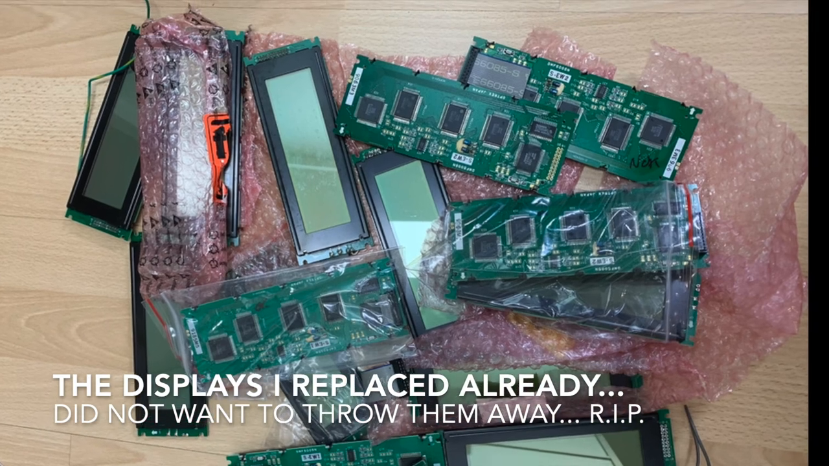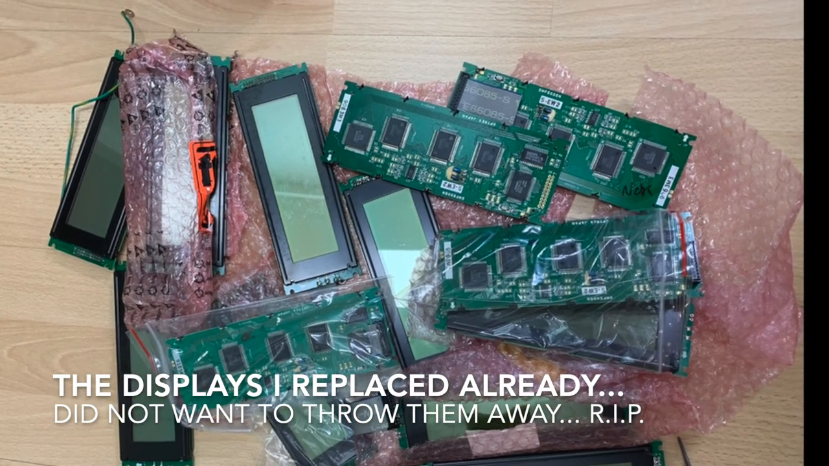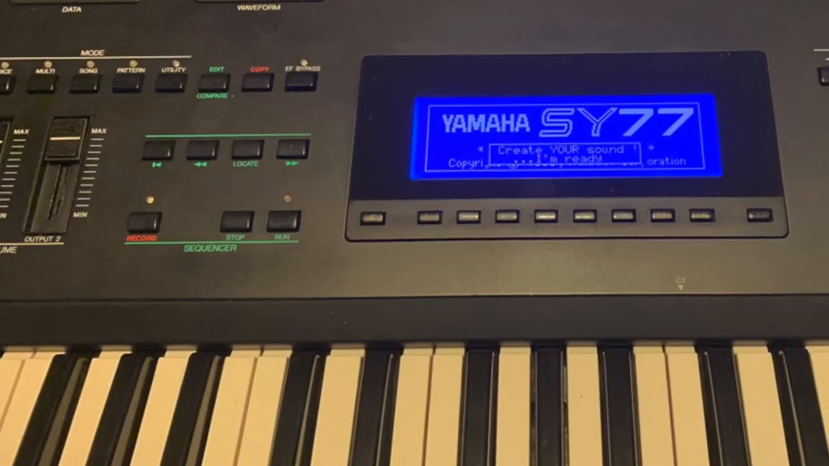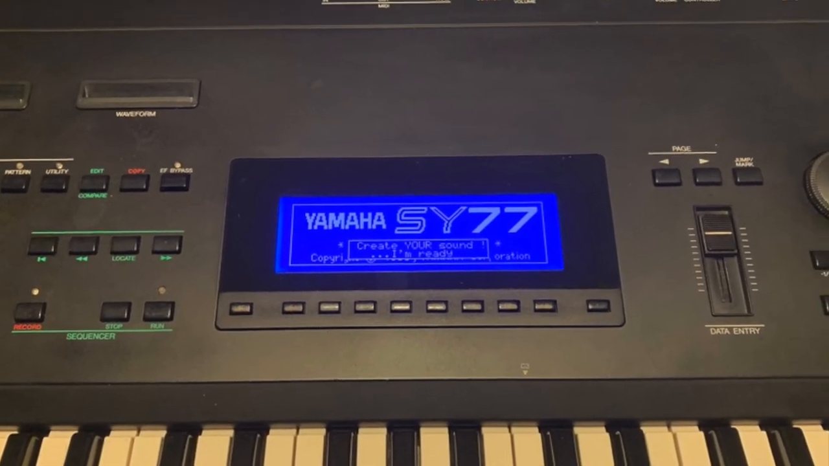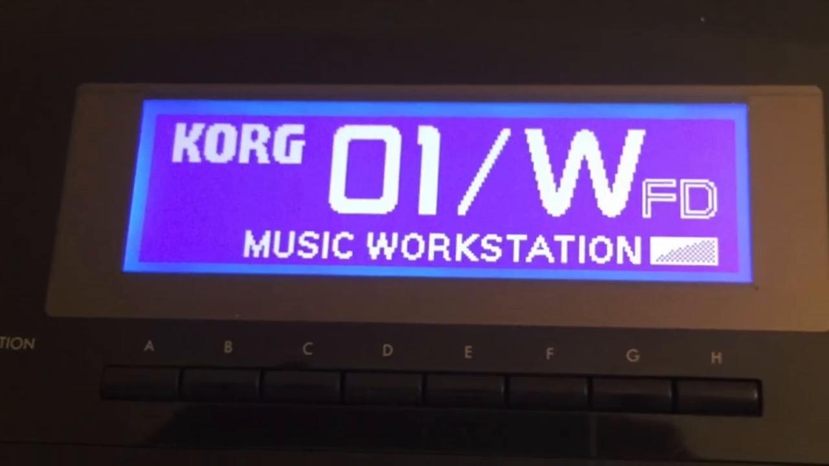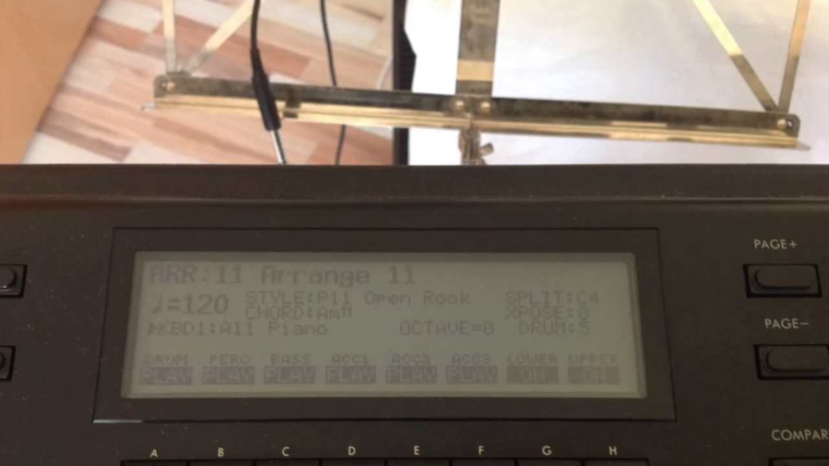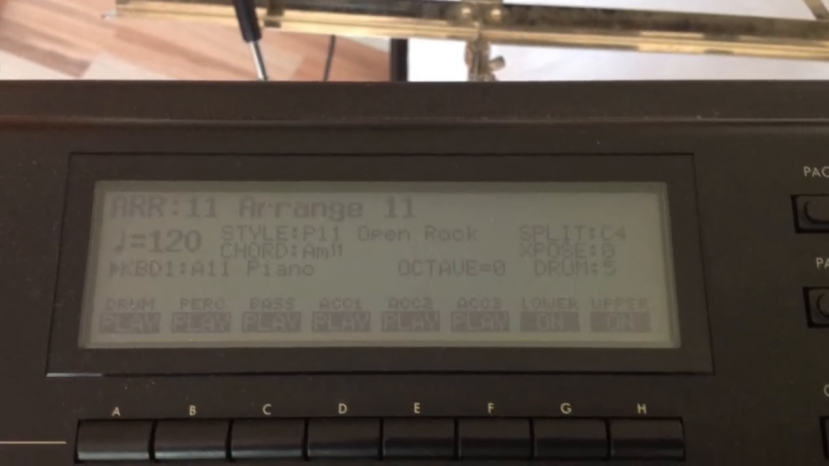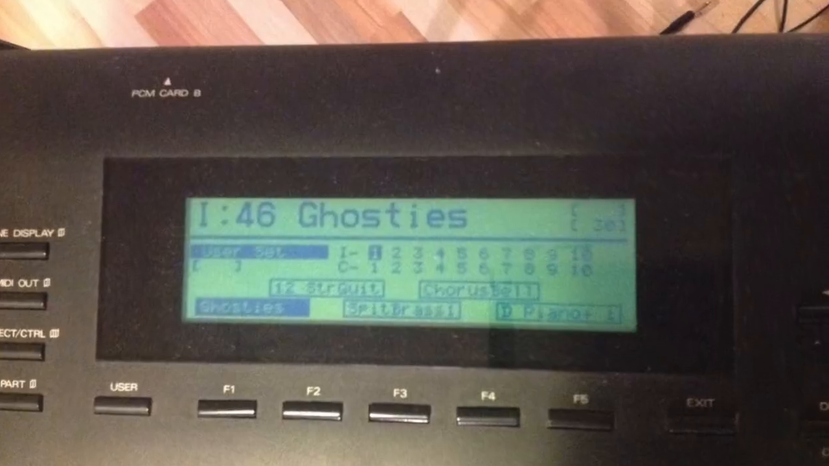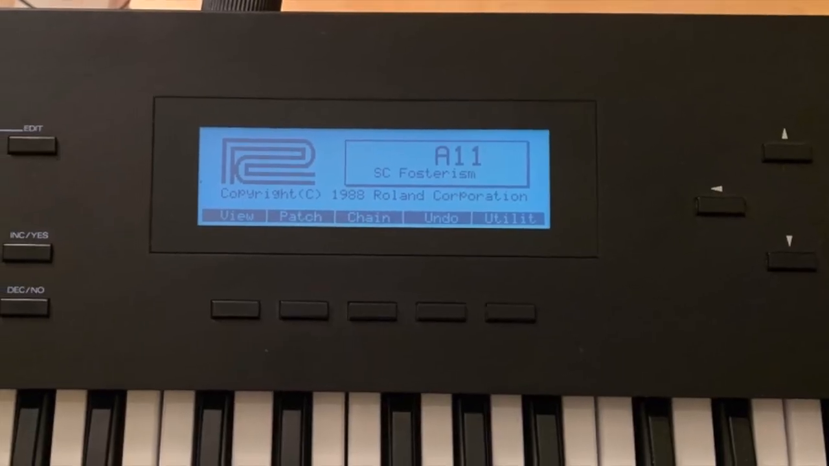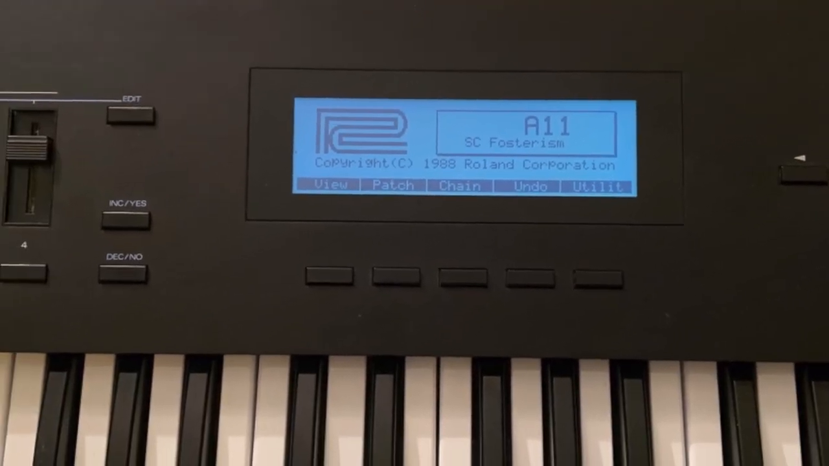The procedure is very much the same for other synths from the 90s that use a similar display, like the Yamaha SY77 and 99, the EX5 and 7, the Korg 01W and the WaveStation, also those entertainment boards, i3 and i2 and 3, the Roland W30, the 70, A50, AT Master keyboards.